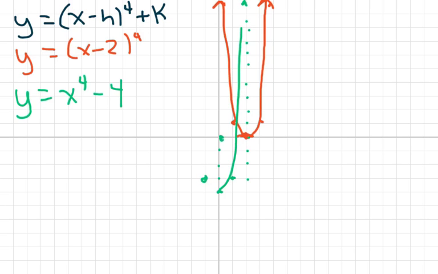So it's just going to kind of shoot up, and it's really thick around the origin here. And I just shifted it down by 2. Okay, that's all of this one. The next one we're going to do is exponents.